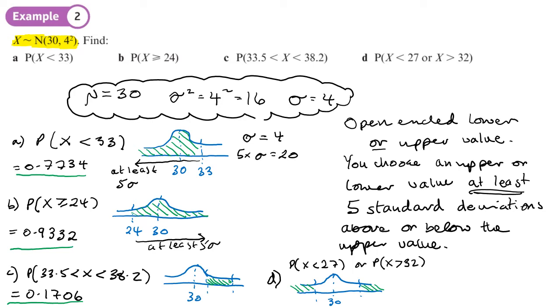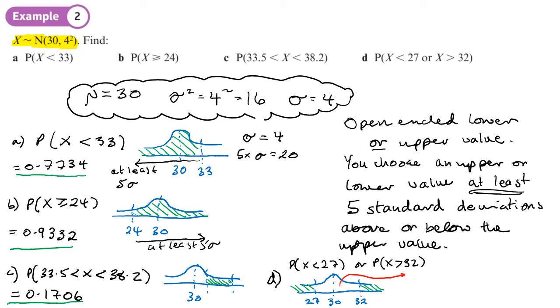Now, this is two areas. I've got two ways of doing this. I could find the area from a very small value up to 27, and find the area from 32 up to a very big value and add the two together. Or, since the area under this curve is equal to 1, I could find the area of that gap in the middle and do 1 minus that, because it's quite easy to find the area between two values. So I'm going to find the area of that bit in the middle, the gap.